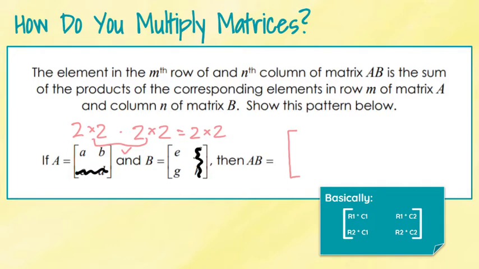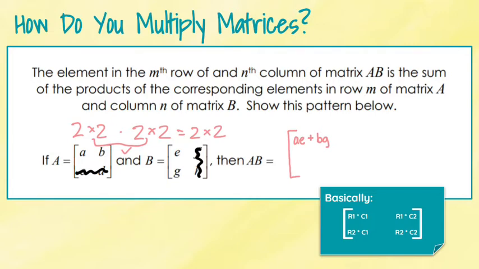When we do that, we're not distributing, we're multiplying the corresponding elements. That sounds kind of funky, but what it's going to be is we're going to have A times E, and then we're going to add to that B times G. That's our first element, our first term in this matrix.